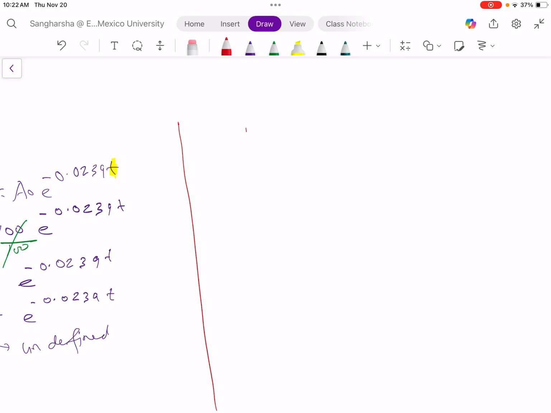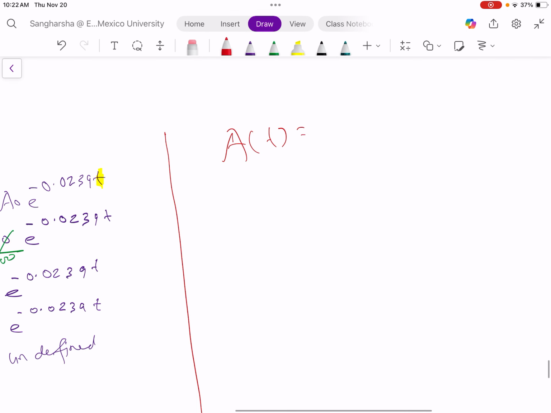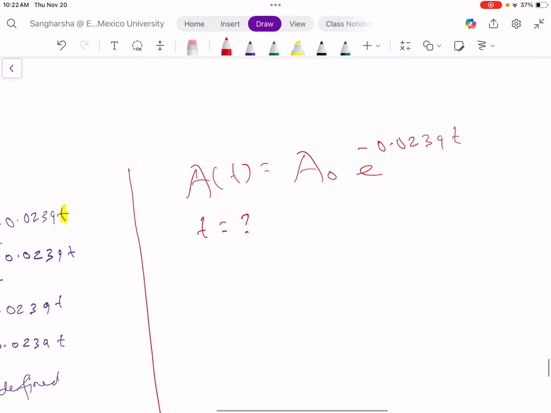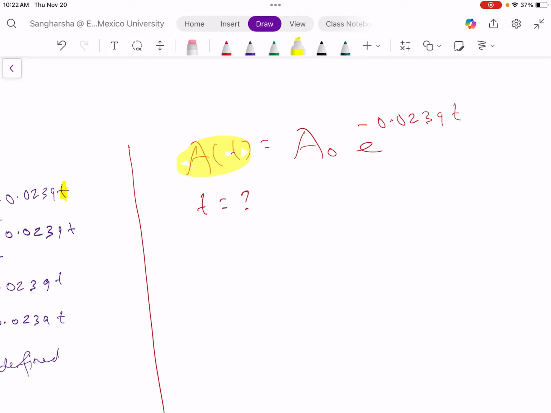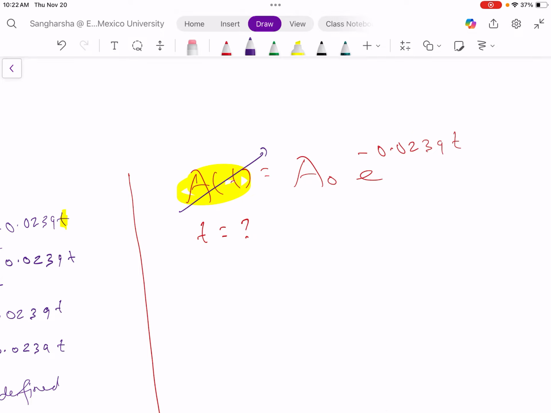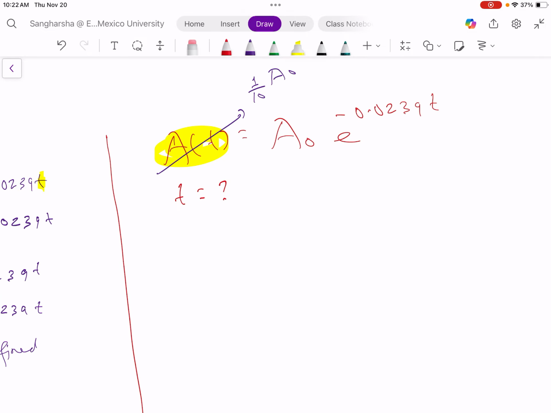So our function is A of t equals A naught e to the power negative 0.0239 t. We are asked to find t such that the amount of strontium is 1/10 of A naught. So we replace A of t by 1/10 of A naught, which equals A naught e to the power negative 0.0239 t. This is the exponential equation.